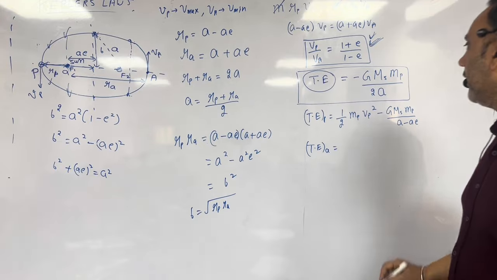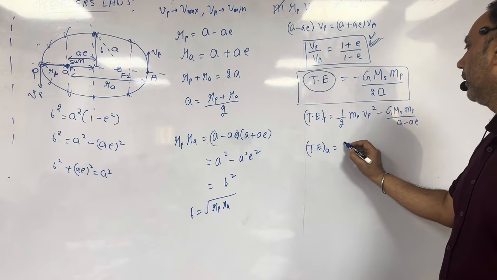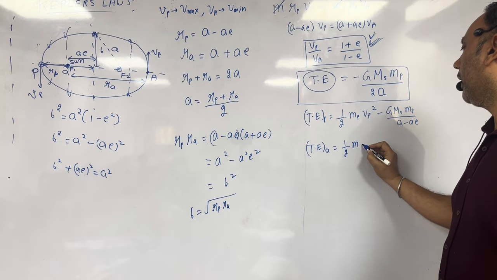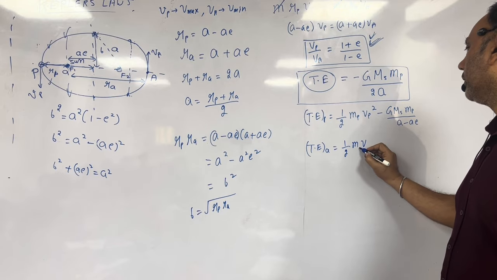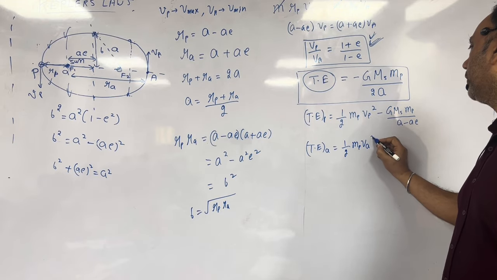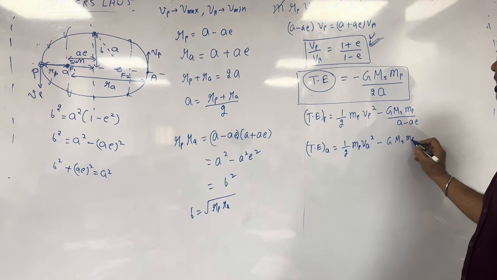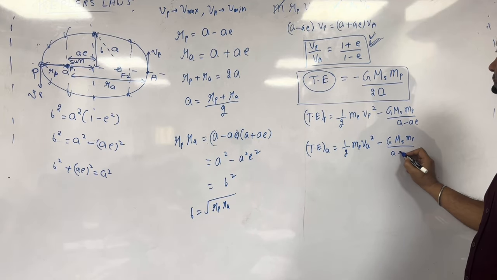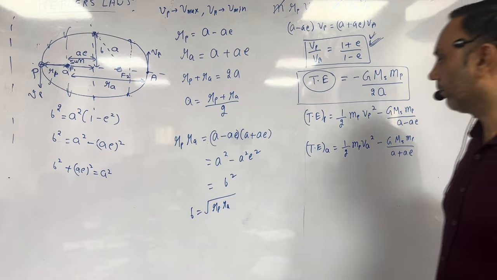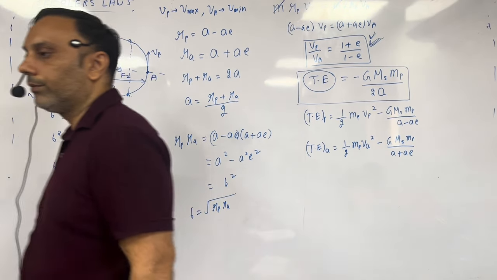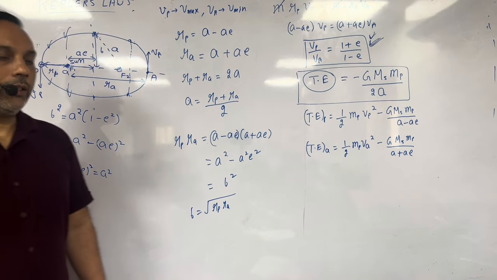Similarly, total energy at apogee. What will you get, beta? Half into mass of planet into velocity of apogee square, minus G mass of sun, mass of planet, divided by A plus AE. Right?